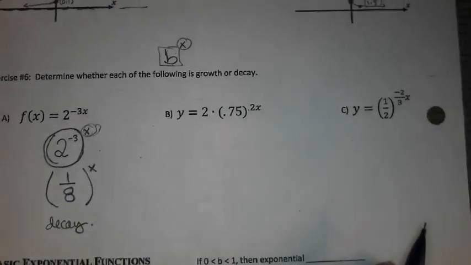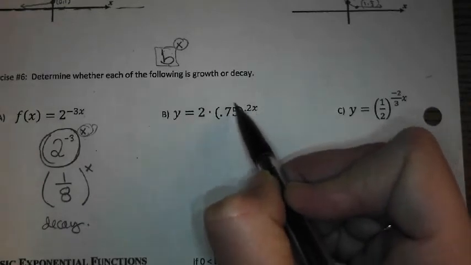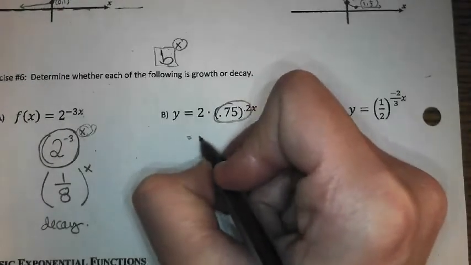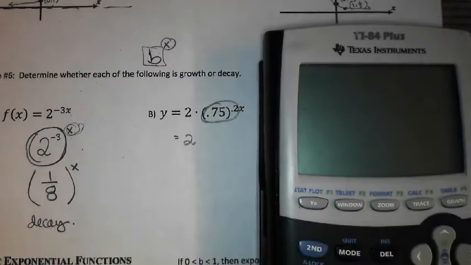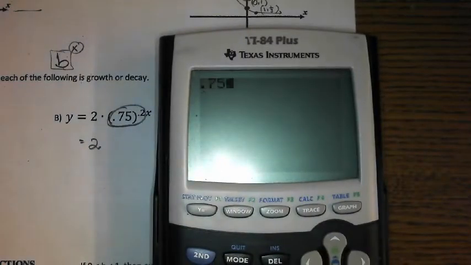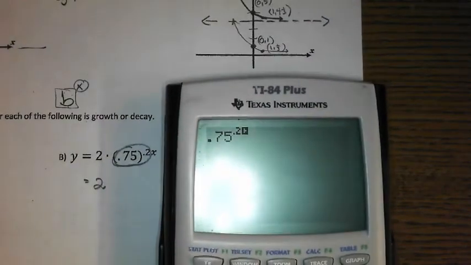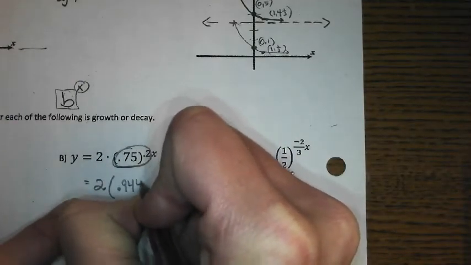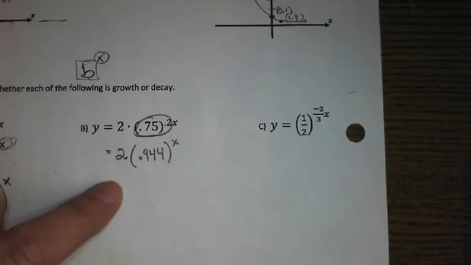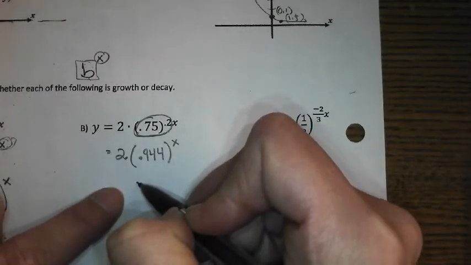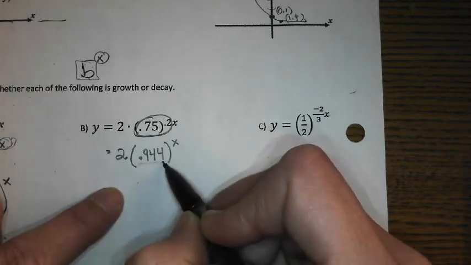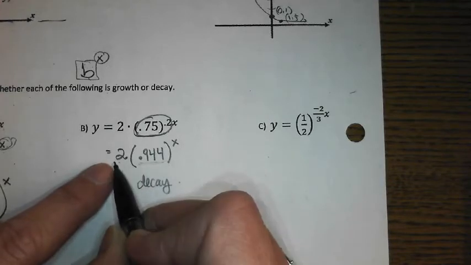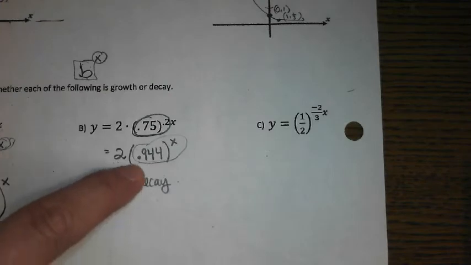Okay? On part B, again, I'm going to do this. This is my base of just the x power. So on my calculator, I'm going to type in 0.75 to the 0.2 power to figure out truly what my base of the x is, 0.944. Is that growth or decay now? Is this number greater than 1 or less than 1? So that's decay. The 2 doesn't matter, right? That's not the base of the exponent. This is the base of the exponent, so that's decay.